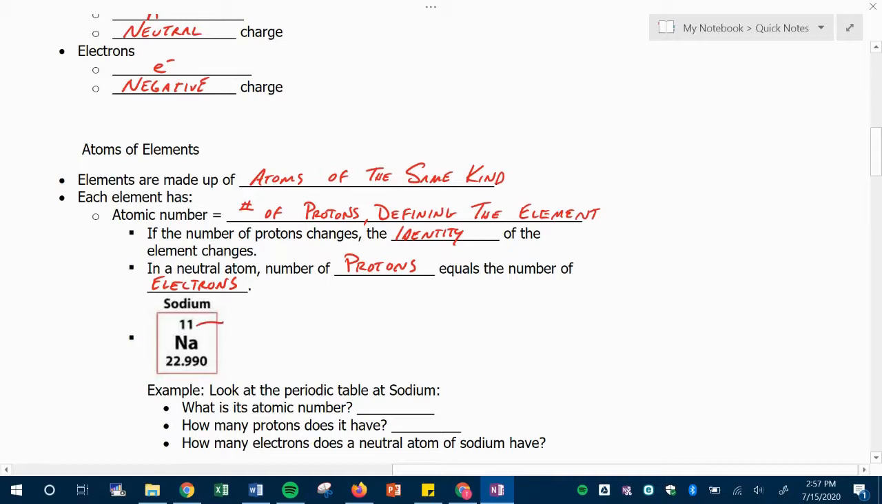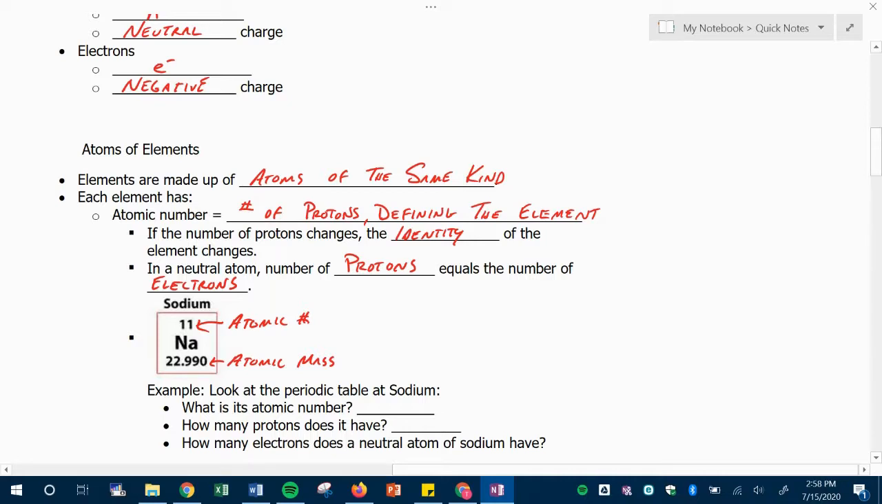The first one at the top is the atomic number, which, remember, is also the identity of the substance, and it indicates the number of protons that that element has. Now this other one down here, 22.990, is the atomic mass. We'll define what atomic mass is in a few minutes, but that's what those numbers are telling us in each box on the periodic table.